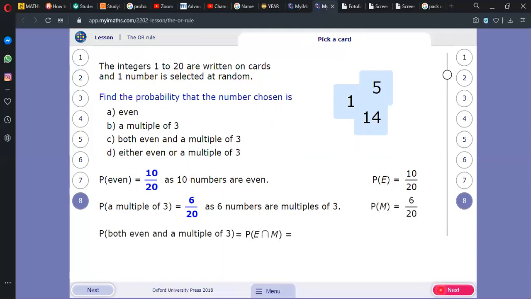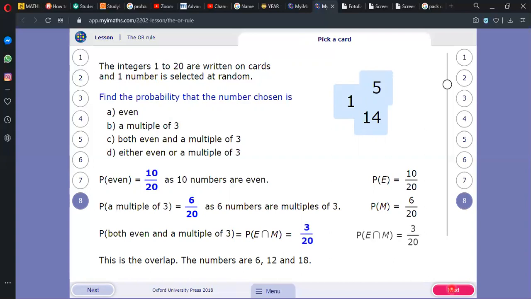For both even and multiple, that is an intersection. That's a common outcome. So the elements or outcomes that are both even and multiple of 3 between 1 and 20, you have the numbers 6, 12, and 18. That gives you the overlap, okay? So we have 3 over 20 for that, for the probability.